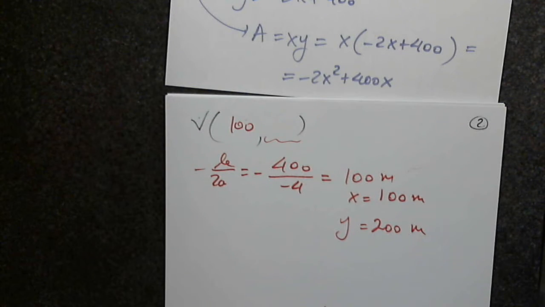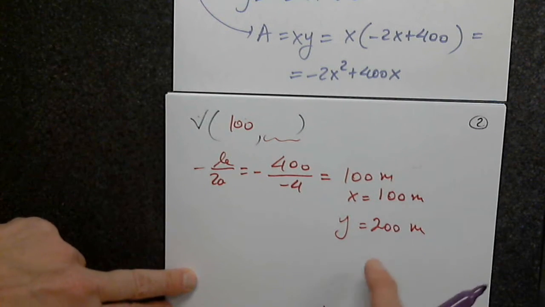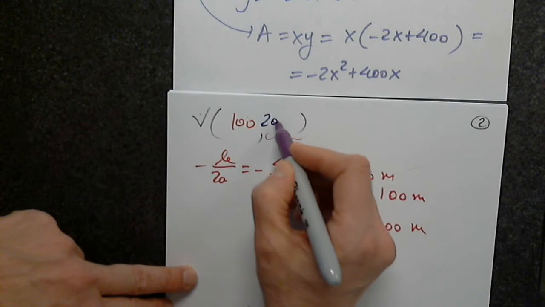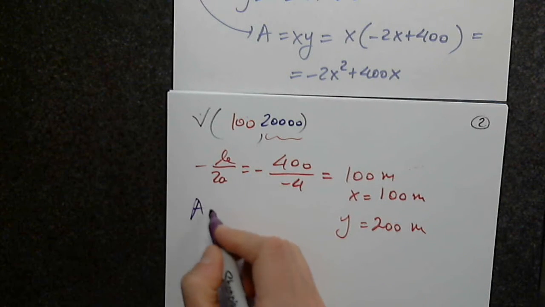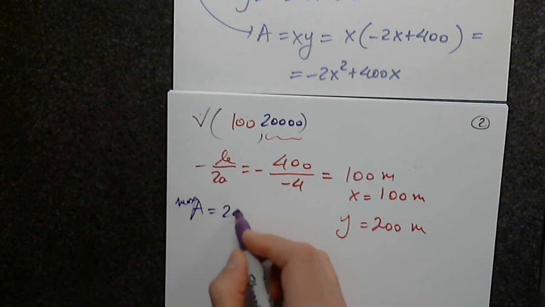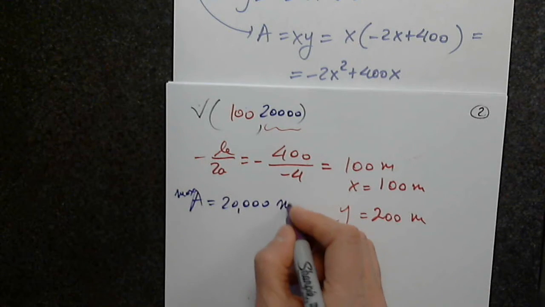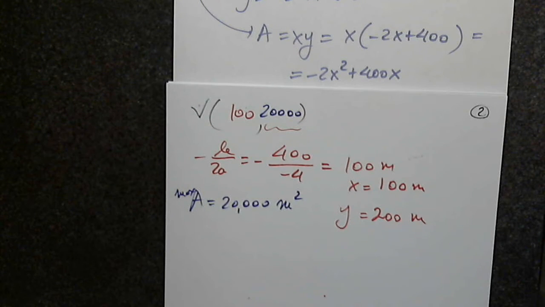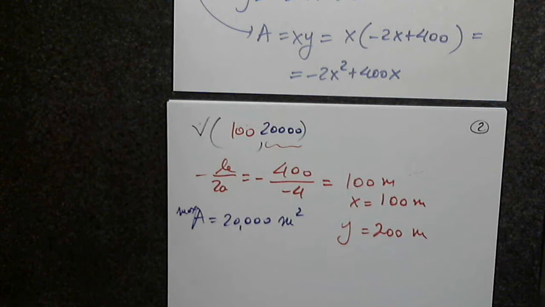And what is the answer for the maximum area? 200 and 2 zeros, right? Length times width. 20,000. Measurement unit, please. So max area is 20,000. Very good. Wait, so the vertex, wouldn't the vertex be 100 and then the y value be 200?